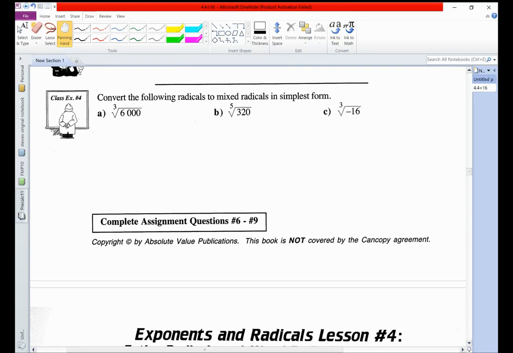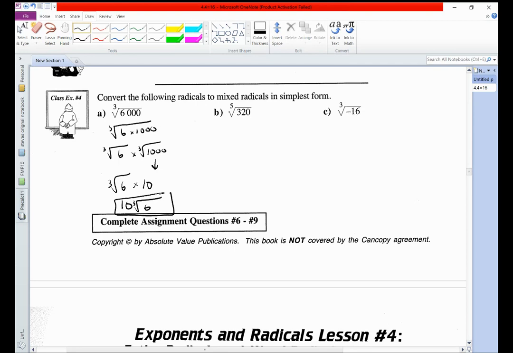So the cube root of 6,000 can be written as the cube root of 6 times 1,000, or the cube root of 6 times the cube root of 1,000. And we know the cube root of 1,000 is just 10. So the cube root of 6 multiplied by the cube root of 1,000 is just 10. I just got them in the wrong order here. 10 cube root 6 is your final answer.